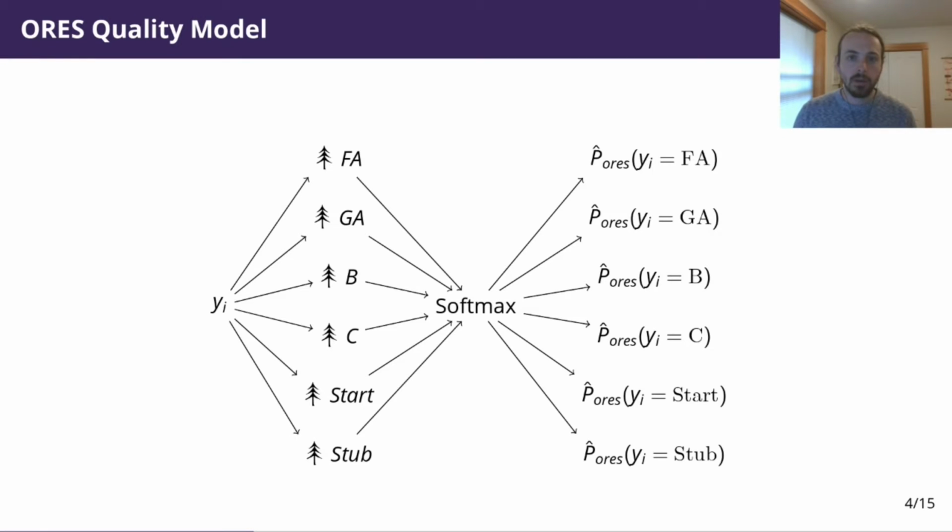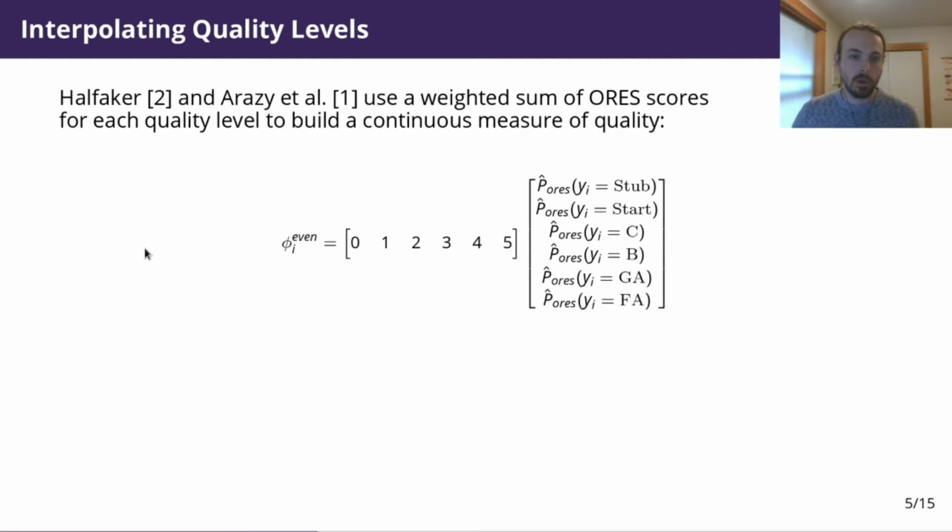To understand my method, it helps to think about how the ORES quality model works on the inside. This diagram shows this at a high level. The idea is that you have a set of boosted decision trees, each of which outputs a score. These scores are passed through a softmax function to convert them into a normalized probability distribution where all these probabilities sum to 1. So essentially you get a probability that your article is a featured article, a good article, a B article, and so on.